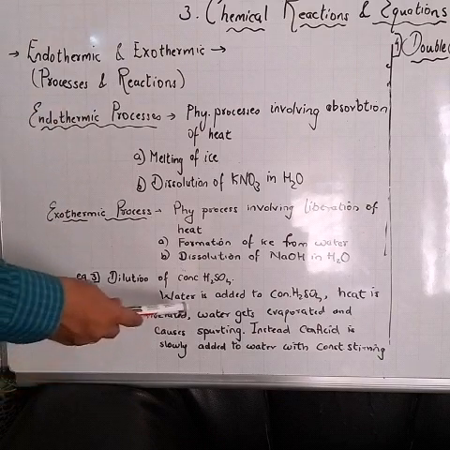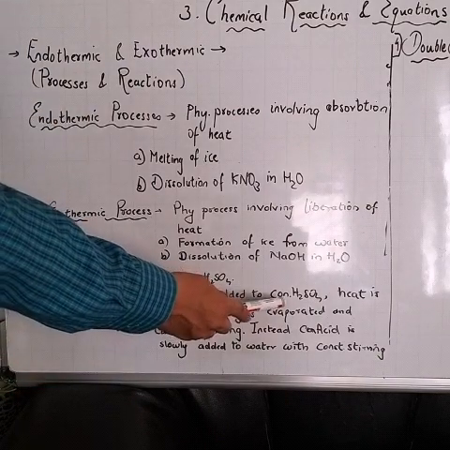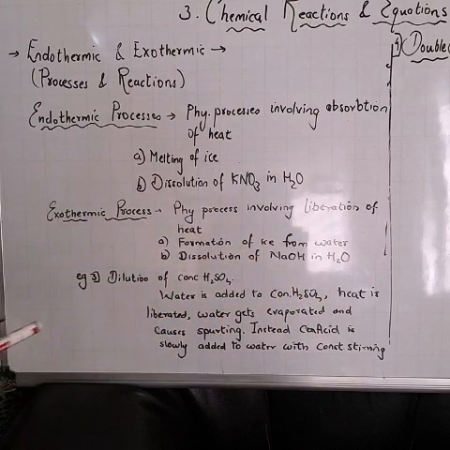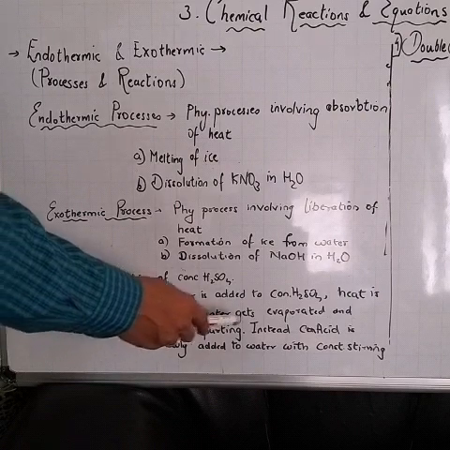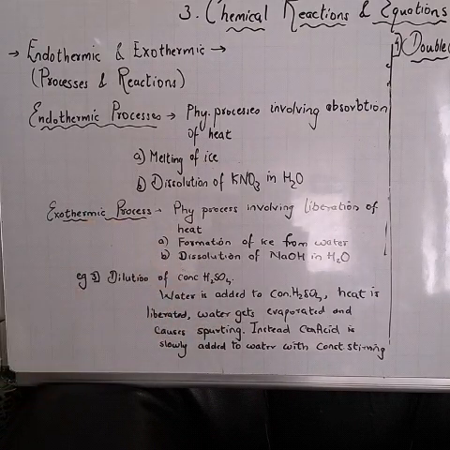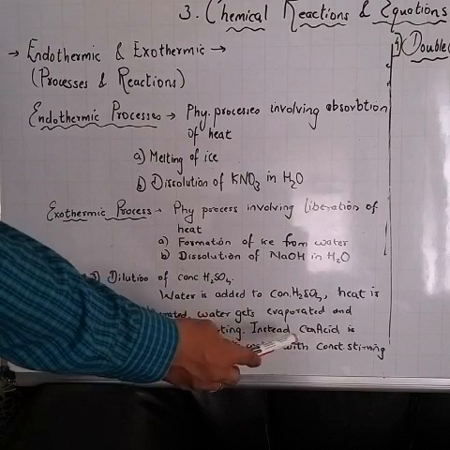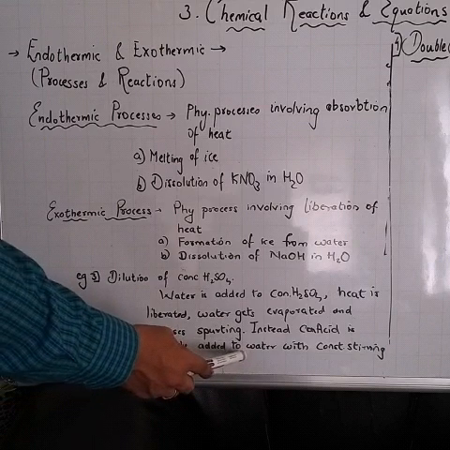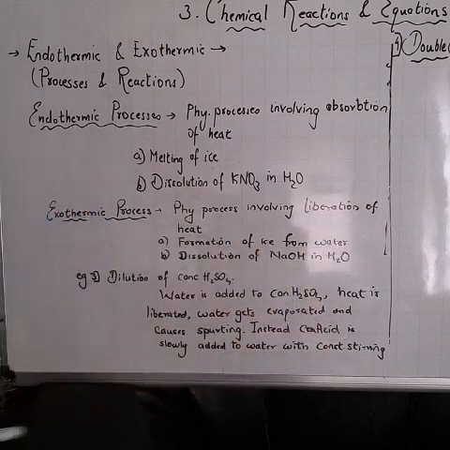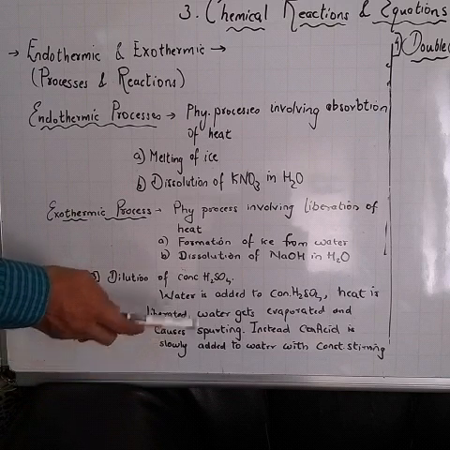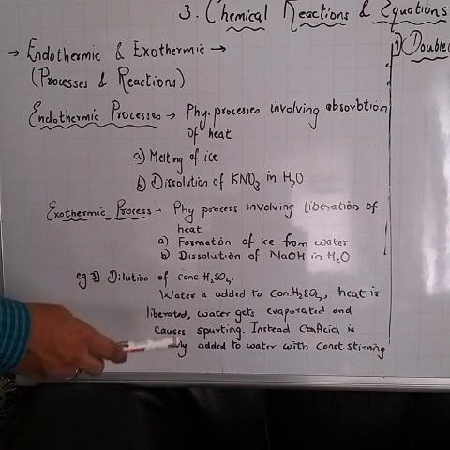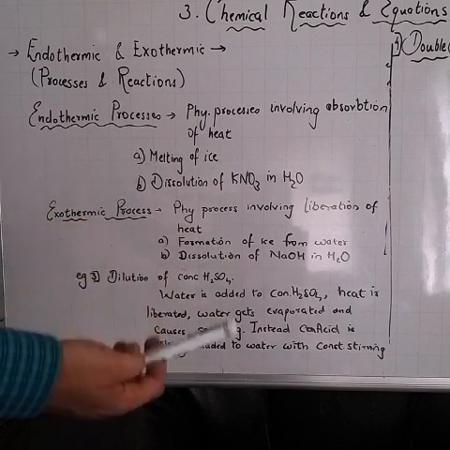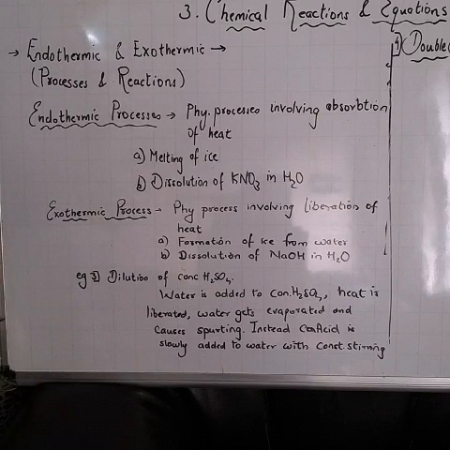As I told you, when water is added to concentrated sulfuric acid, heat is liberated, water gets evaporated quickly, and it can cause spurting of acid, which can lead to accidents. Instead, the proper method is to add concentrated acid slowly to the water with constant stirring. So in Give Reasons, this question is asked: why concentrated acid is added to water and not water to concentrated acid.